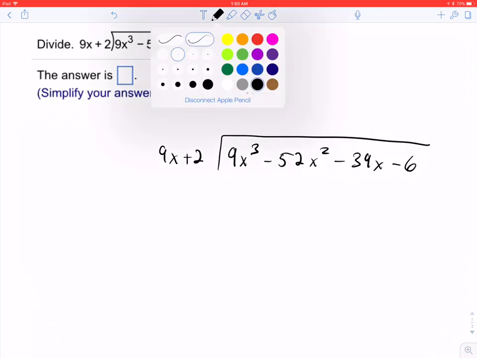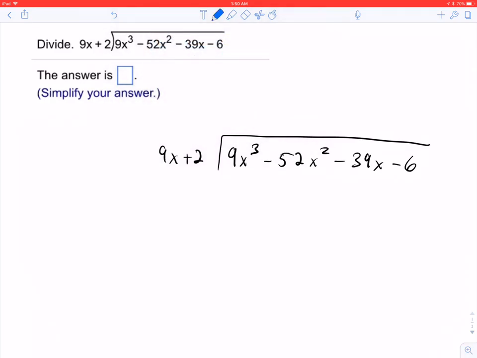divided by 9x plus 2. The first thing we notice is that this is our dividend, and this is our divisor. Notice that every exponent in the dividend is accounted for. We start with the power of 3, then power of 2 is accounted for, power of 1 is accounted for, and a power of 0 is accounted for, starting with whatever the highest is down to 0.